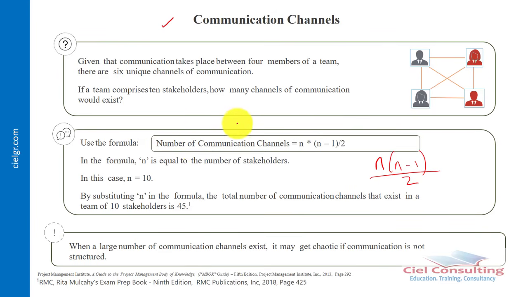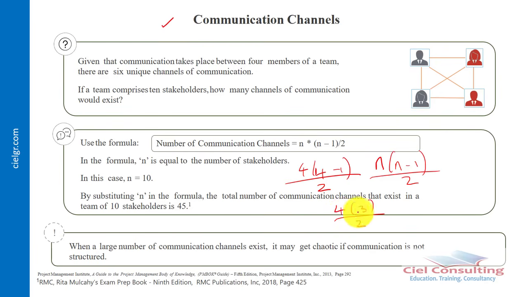So let's say, for example, in this case, we have 4 team members. For us to know the number of communication channels, don't forget that n is equal to the number of stakeholders. So n represents the number of stakeholders that we have in our project. So to determine the number of communication channels we need to create, it is going to be 4 times (4 minus 1) divided by 2. So 4 minus 1 is 3. So we have it as 4 times 3 divided by 2.